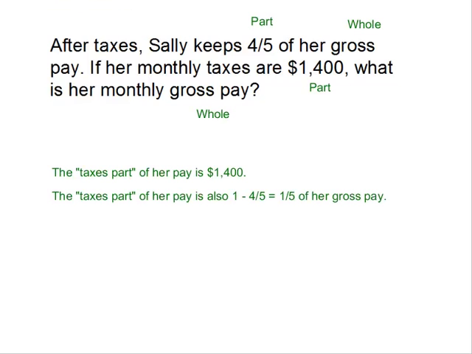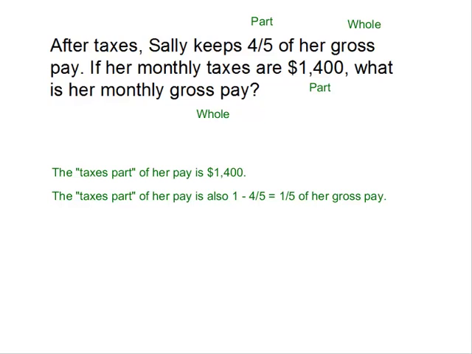So if we label this, gross pay is Sally's whole amount, but she keeps some part of her money and she pays taxes with part of her money. So there are two mentions of the taxes part. One is directly given to us, the $1,400, and one is sort of implied. After taxes, Sally keeps 4/5.